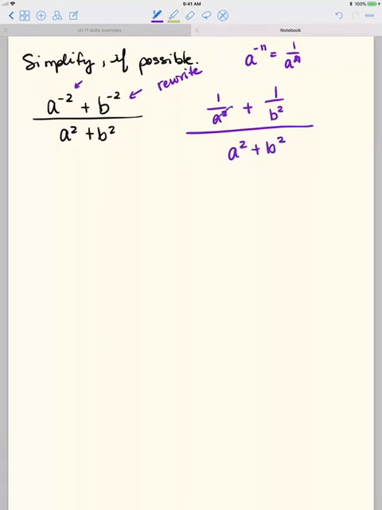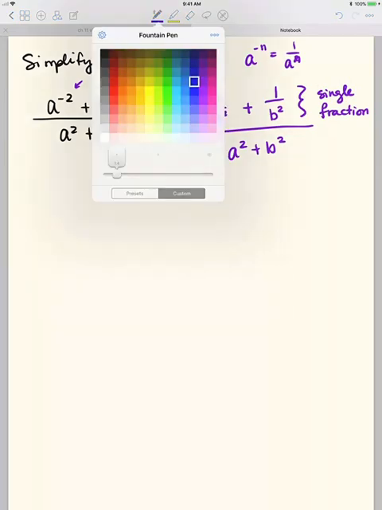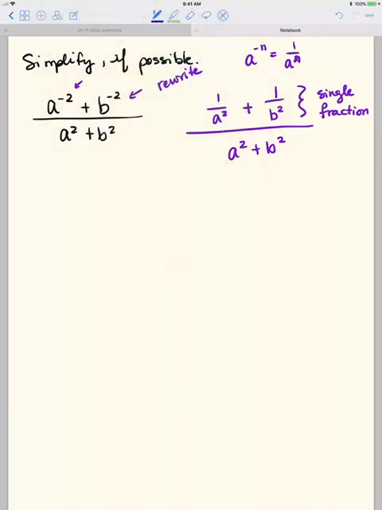And no, you may not go through and cancel the a squareds and the b squareds because there's a whole lot more going on besides multiplication and division. The next thing we need to do is get this top quantity as a single fraction so that we can invert and multiply the bottom, the a squared plus b squared. So I have two separate denominators, and what I need to do is make them be common. So I'm going to multiply the b squared to the 1 over a squared, and then I'll multiply the a squared to the 1 over b squared.